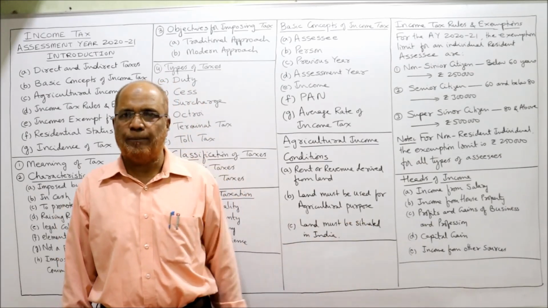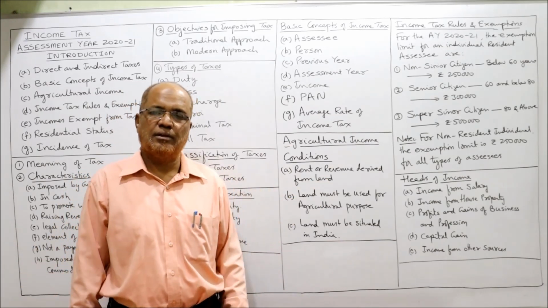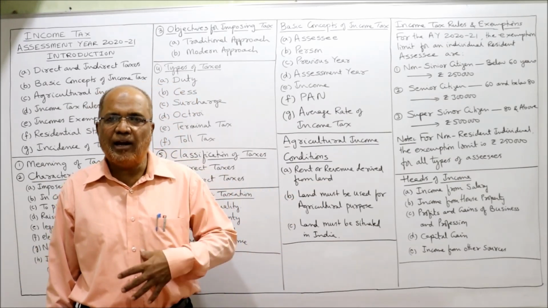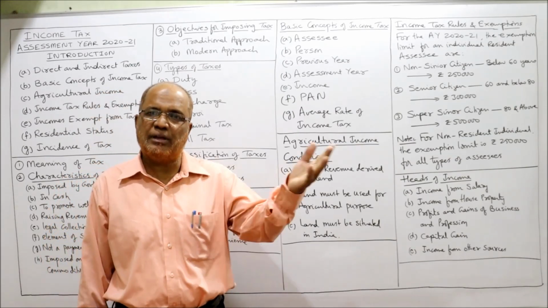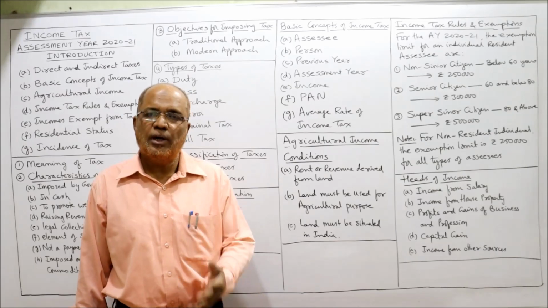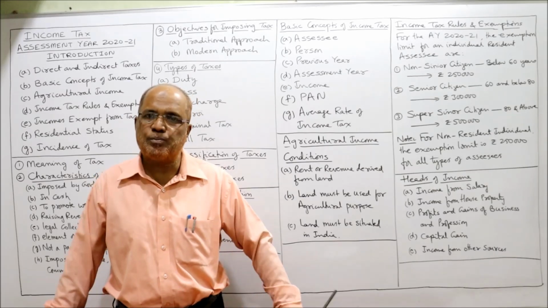Income from house property. A person has some house property which is let out on rent. So the landlord, the owner of the house property, is getting rent from the tenant. It will be taxable. The rent received will be taxable under income from house property.